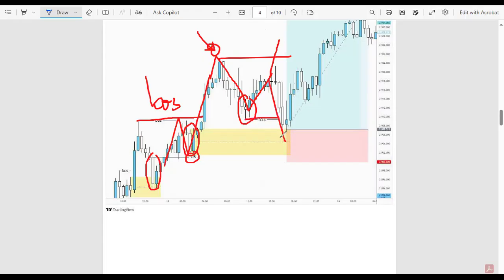So price has to sweep it like that, you can see. And then we went higher. See, price pushed higher. And that's how we executed that trade. Okay, just as simple as that.